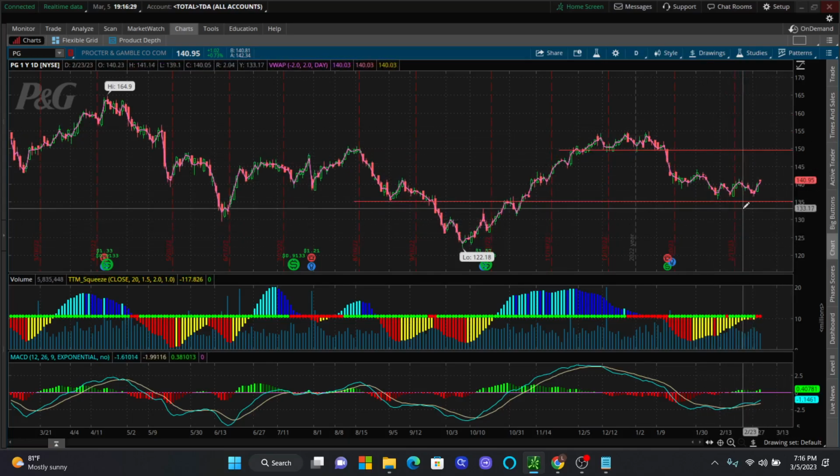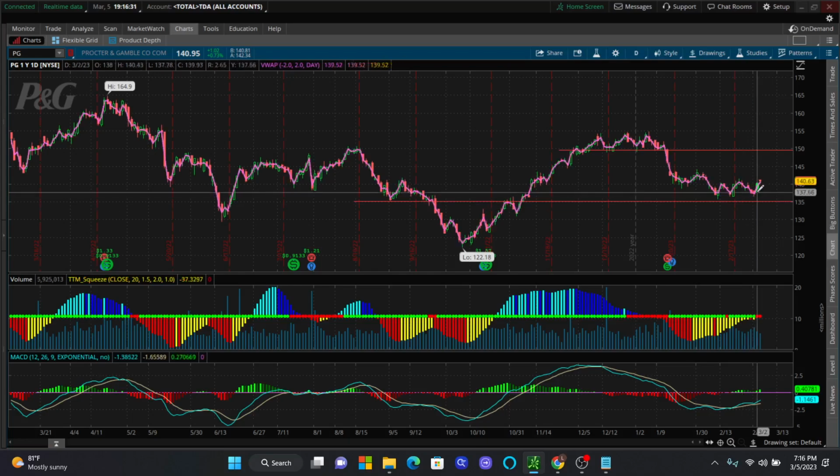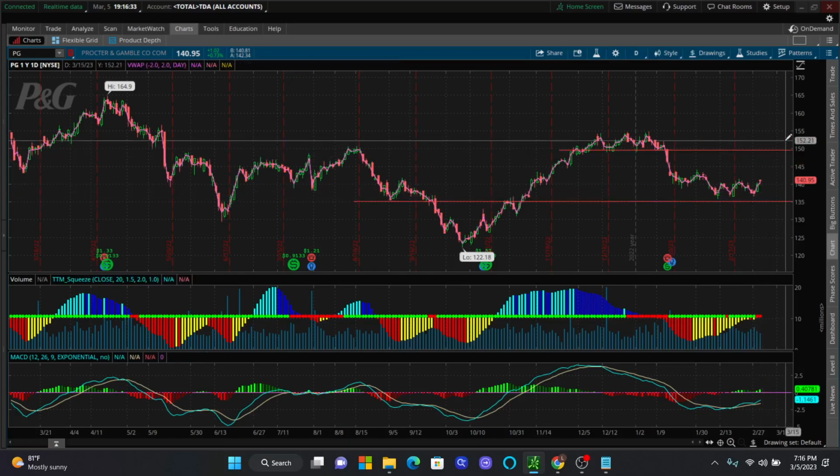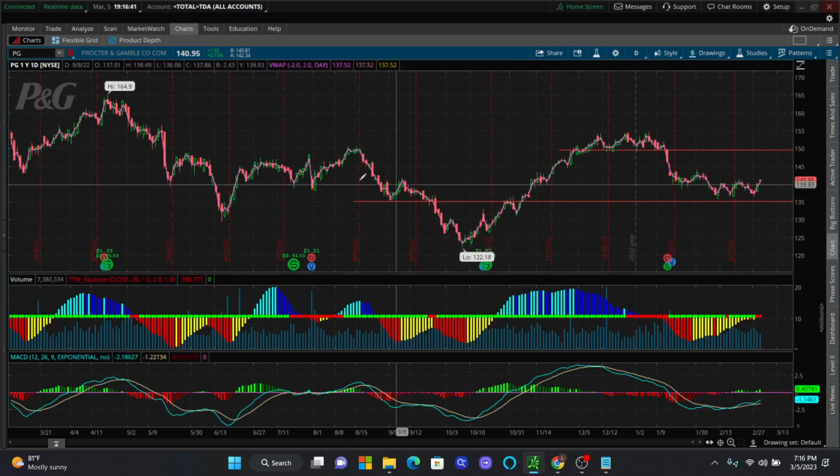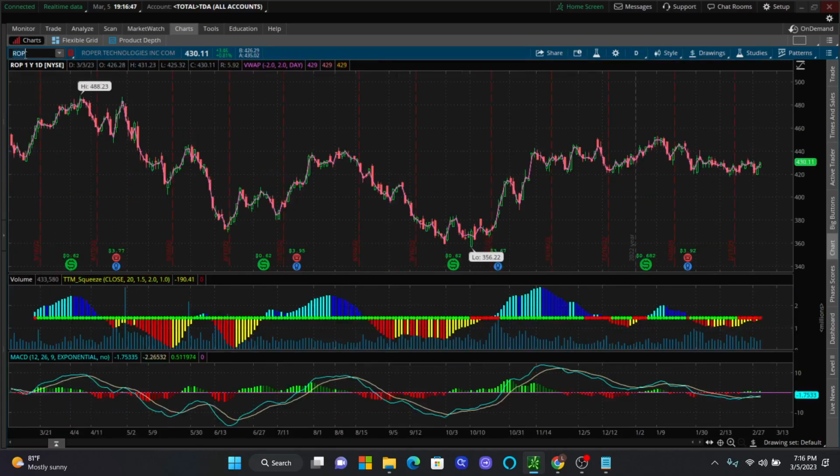Or if you just trade stocks themselves, you know that if you can buy something under $150 on PG, you have a good deal because you see the price is probably going to go back up to $150 before it breaks down below 135. So let's use that other example we had, which was ROP.